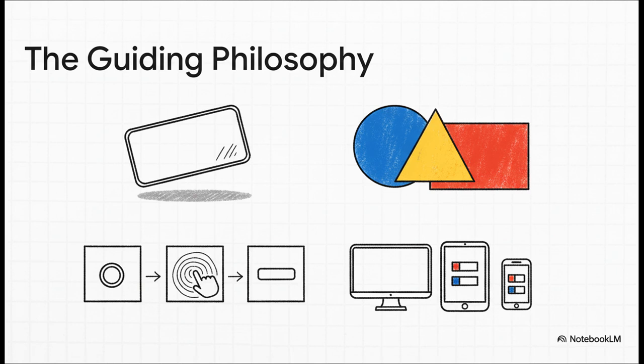And these aren't just a random collection of components. They're all guided by Google's material design philosophy. This means the UI elements are actually designed to feel tangible, almost like they're physical objects on your screen. The visuals are bold and intentional, animations are used to guide you and provide meaning, and the whole system just adapts beautifully to whatever screen size you throw at it.